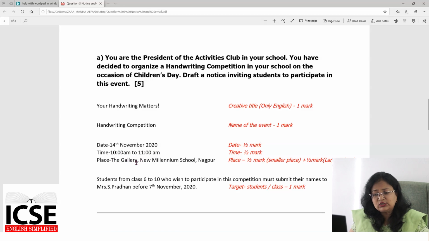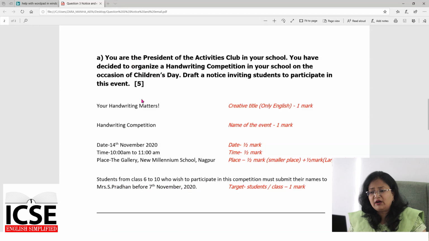So the gallery, this could be the name of the auditorium, and the larger place, New Millennium School, Nagpur. Finally, your target audience, that is your 1 mark. Students from classes 6 to 10 who wish to participate in this competition must submit their names to Mrs. S. Pradhan before 7th November 2020.